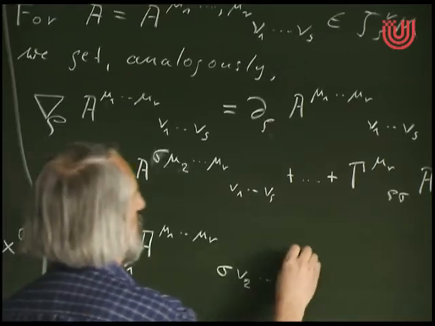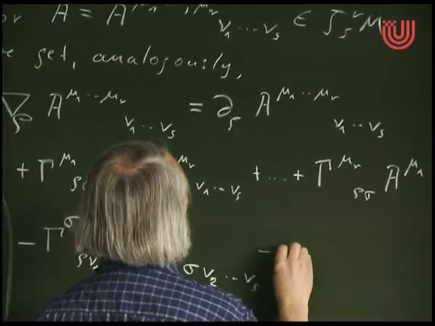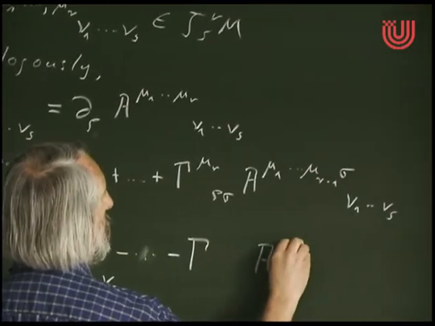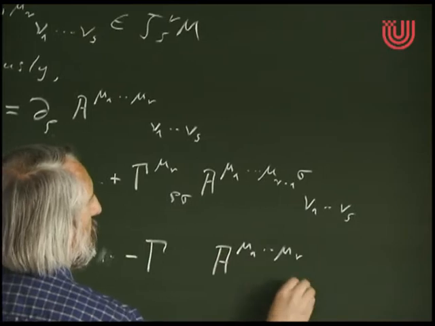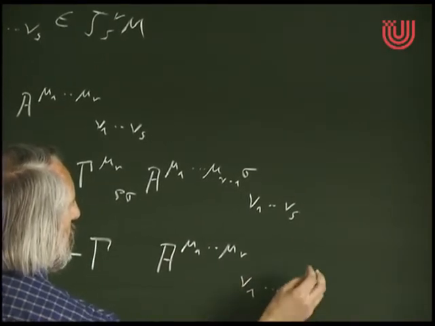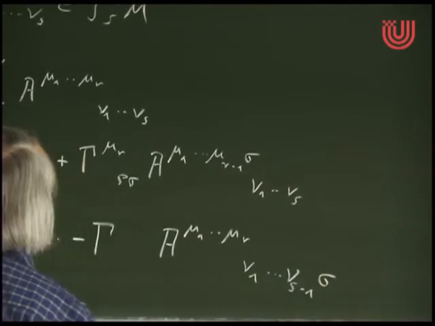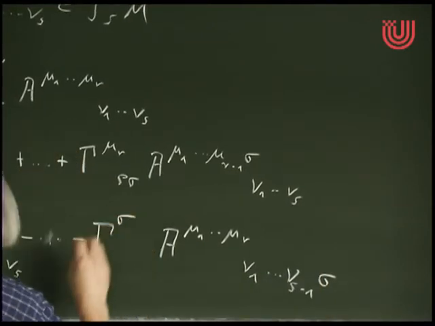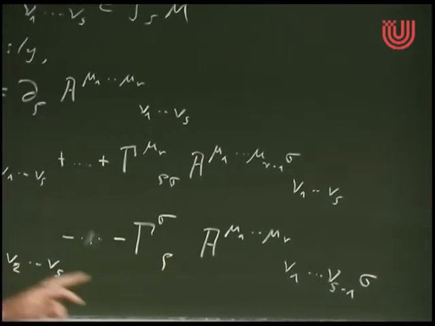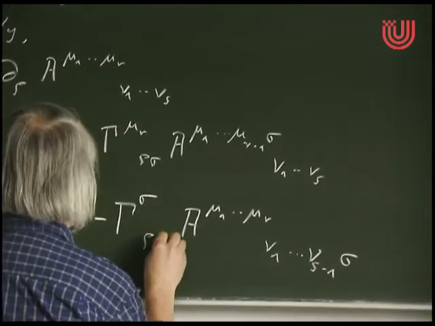And again, I have to do this for each lower index. So the last one would be the one where I replace a nu s. So I have here nu s minus 1, and then sigma. The sigma comes here. The rho is the first index on the gamma, and the index I replace is the second index, nu s.